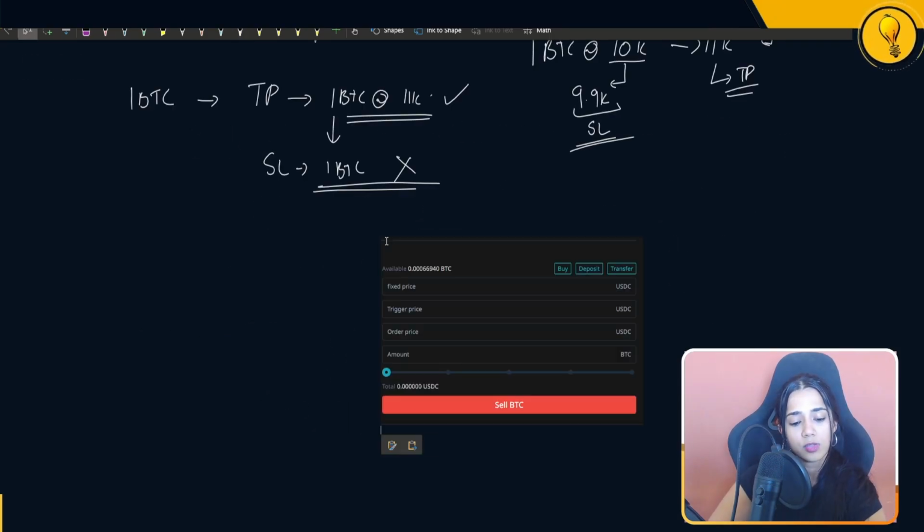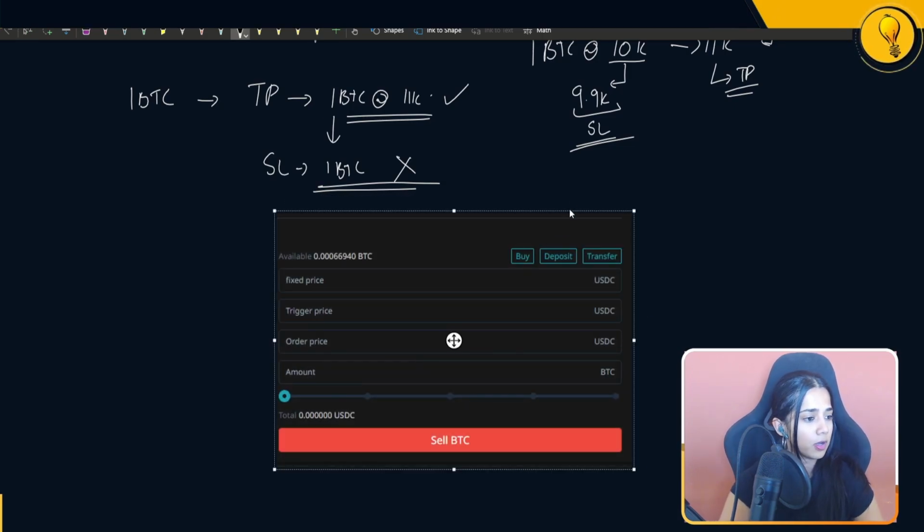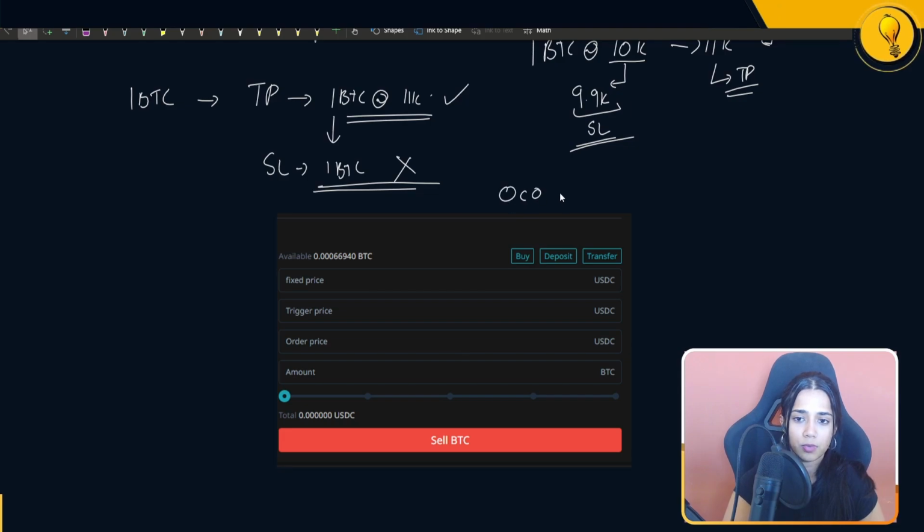Now how does this work? So this is what an OCO order looks like on the Bitget exchange. This is what the order card looks like. I'm going to call it the OCO order card. We'll be going over this right after. I'll be getting into the exchange and setting in an OCO order that sets in a stop loss and a take profit.